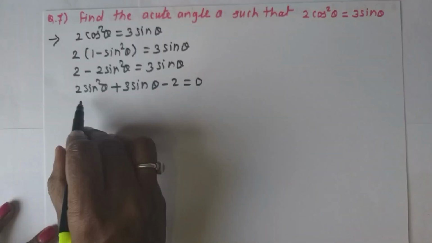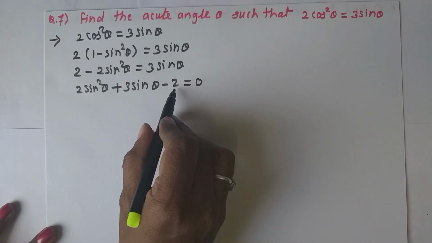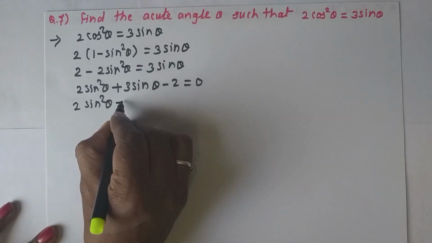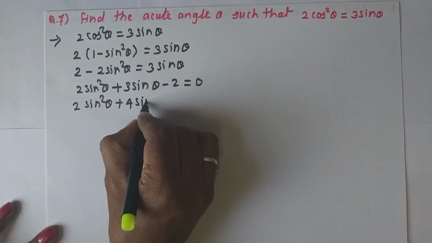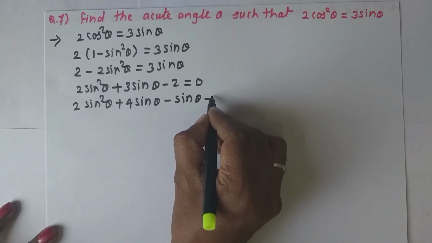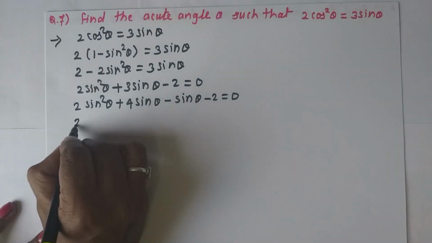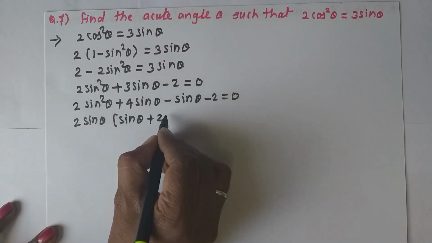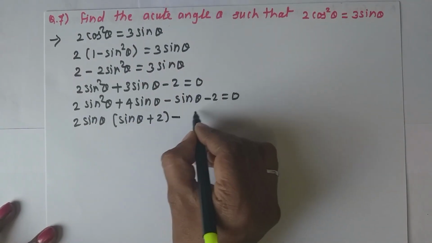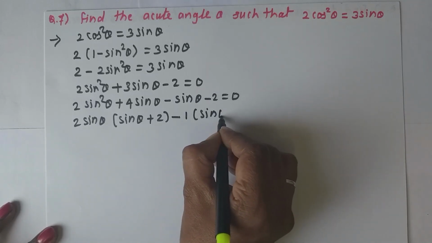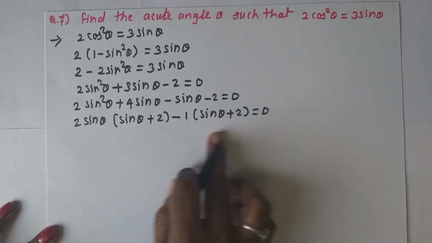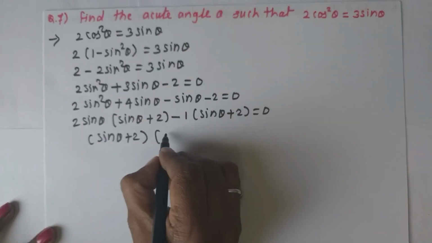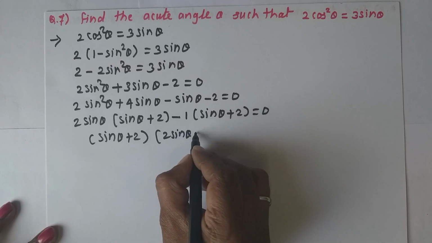You factorize this. 2 into 2 will be 4. You factorize 4 such that its difference will be plus 3. Therefore, here I will write plus 4 sin theta minus sin theta minus 2 is equal to 0. Then take 2 sin theta common. Then here remains sin theta and here plus 2. Take minus sign common from these two terms, and here in the bracket remains sin theta plus 2. Now from these two terms take sin theta plus 2 common. And what remains here? Here remains 2 sin theta and here remains minus 1.